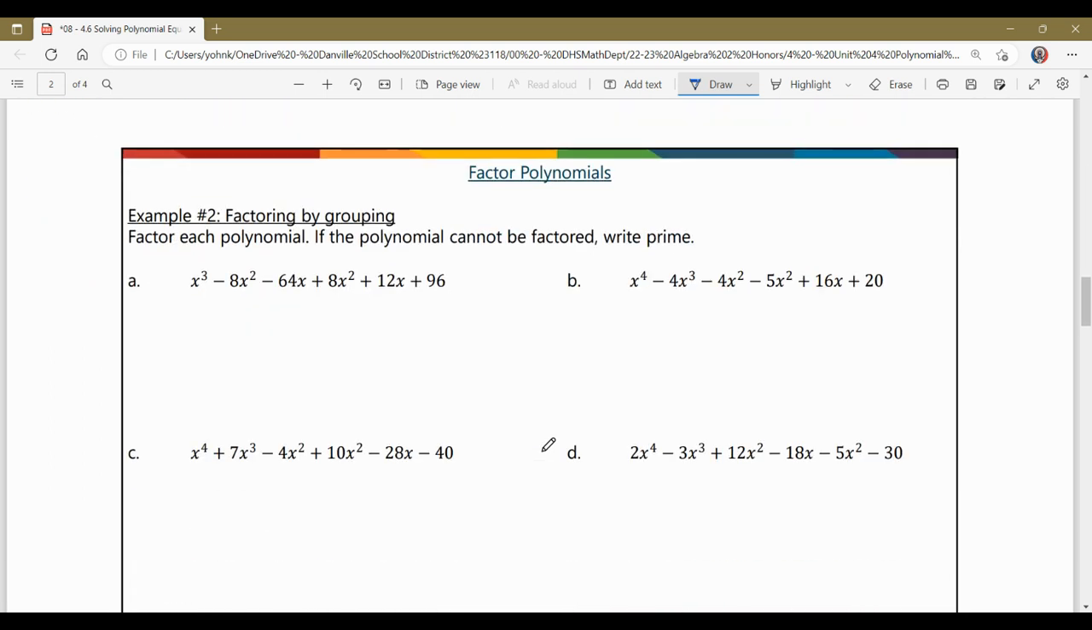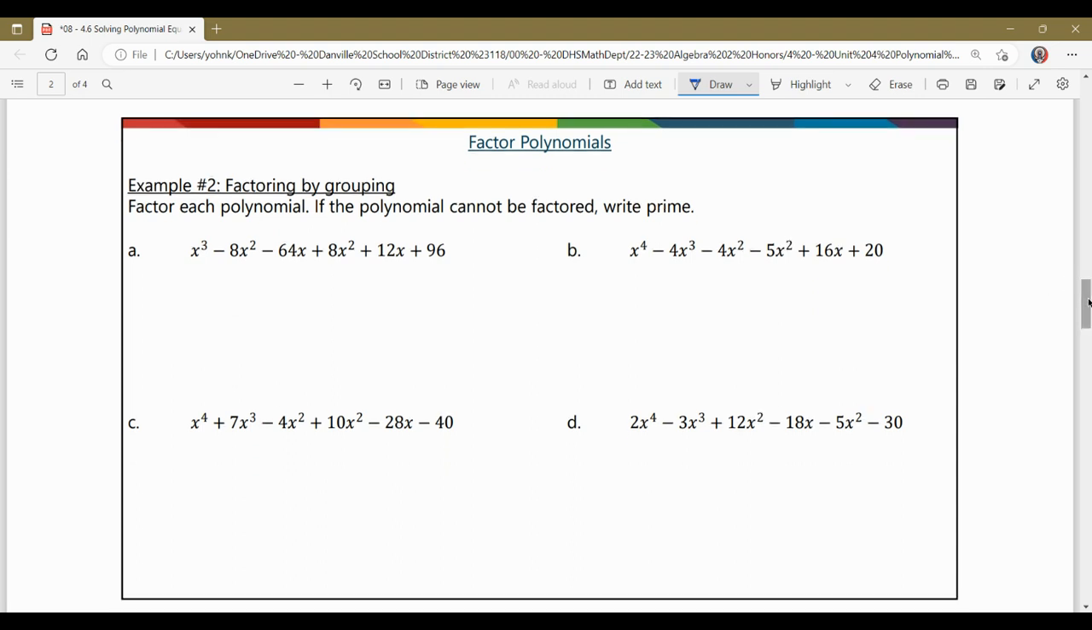All right, let's take a look at example 2. Factor each polynomial. If the polynomial cannot be factored, write prime. So when you have 6 terms, like we have here, we want to think factor by grouping. Factor by grouping is when you split the problem into halves and you try to find a GCF in each of the halves and see if what you have left over is the same.